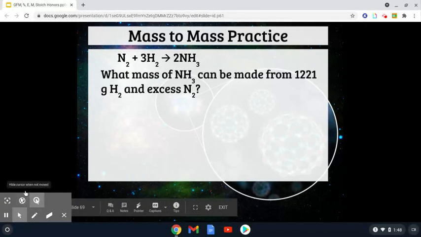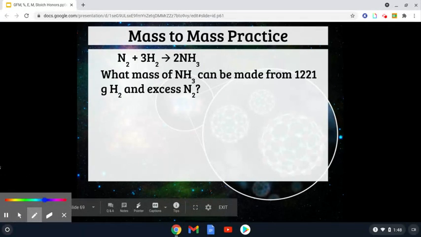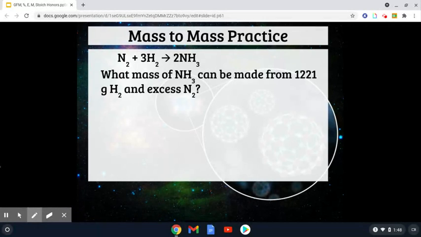So the first thing you're going to want to do is you're always going to want to check to see if your equation is balanced. In this case, it is. So that's one step that we don't have to do. So let's read the question. What mass of NH3 can be made from 1,221 grams of hydrogen and excess nitrogen?